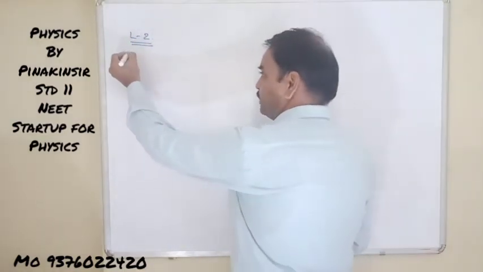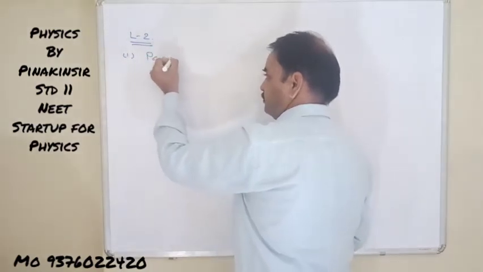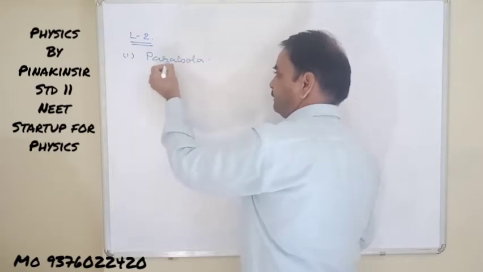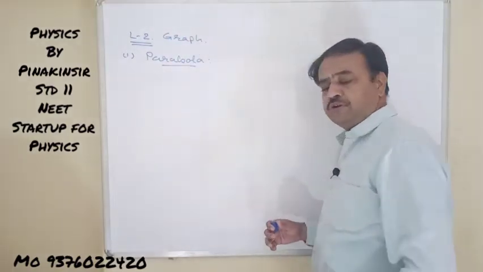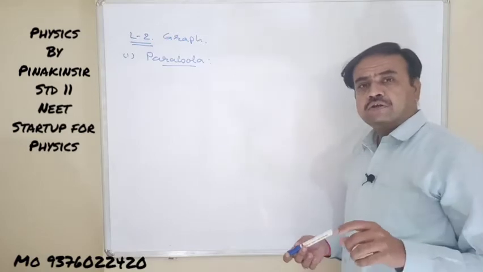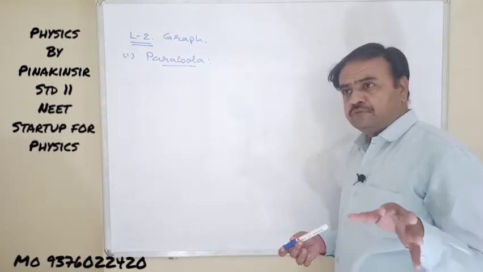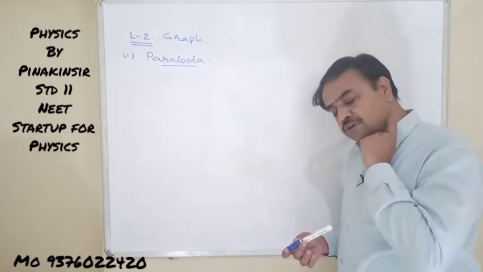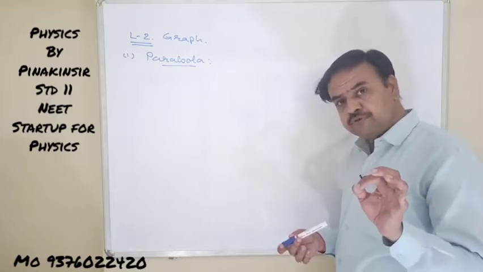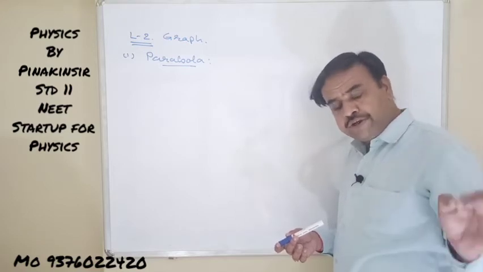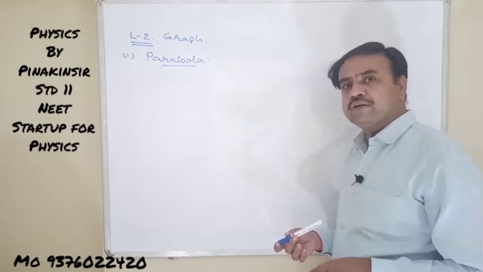That is number 1, parabola. Particularly in this session, we are going to study curves, not straight lines, but curves. We can say that if a quantity, that is your dependent variable, is not proportional to the independent variable linearly, then your graph will look like a curve.